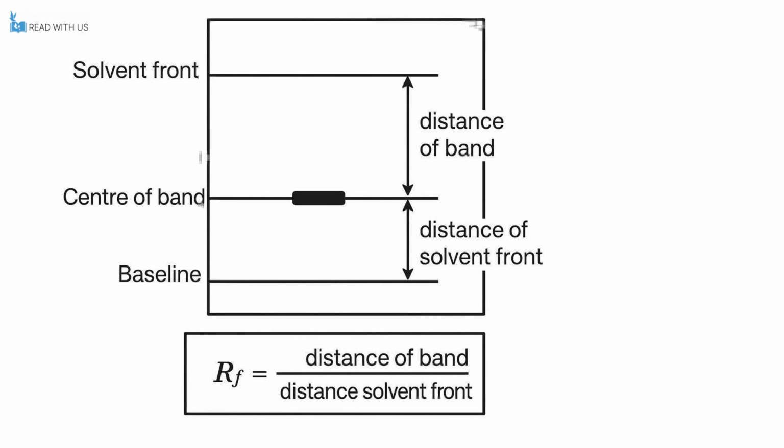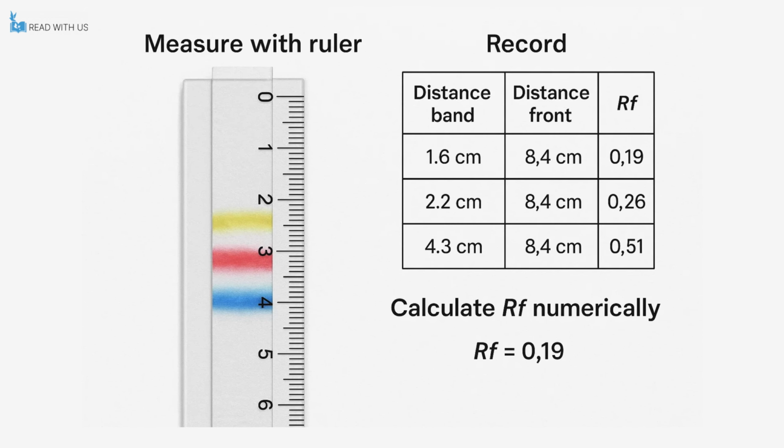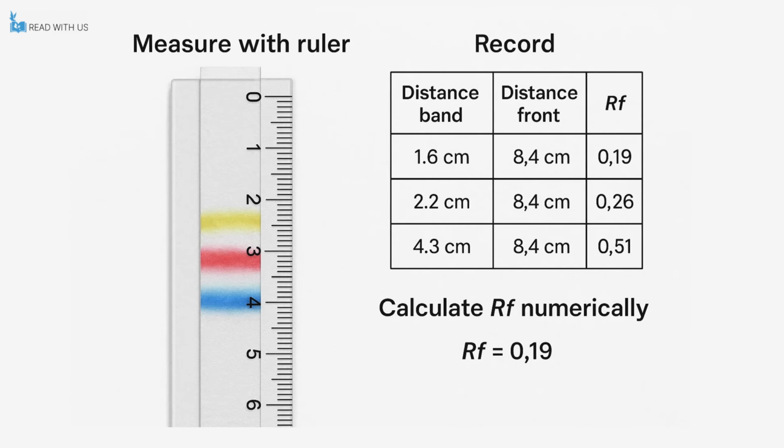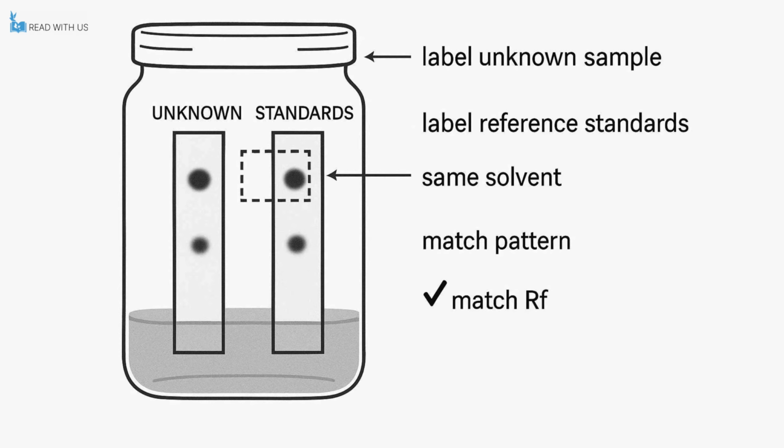We now measure the distances with the ruler, record them in a table, and work out numerical retention factor values for each color. Unknown samples can be identified by running them beside known reference samples in the same solvent and matching the pattern and the retention factor values.